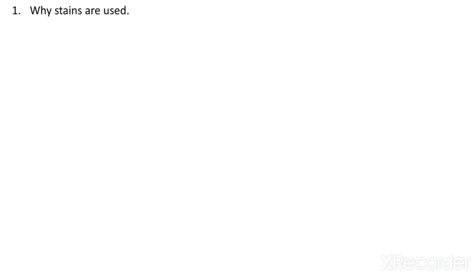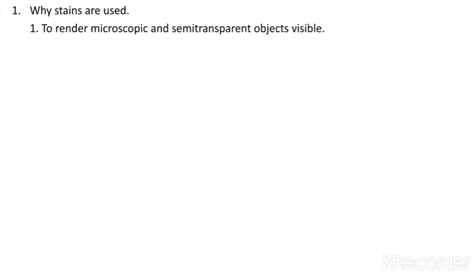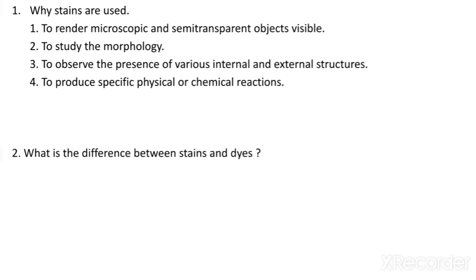First question, why are stains used? This is a very basic question which is asked in each and every microbiological practical viva and in interviews. So stains are used to render microscopic and semi-transparent objects visible. They are used to study the morphology. They are used to observe the presence of various internal and external structures. They are used to produce specific physical or chemical reactions. So these are some basic aims of using stains.